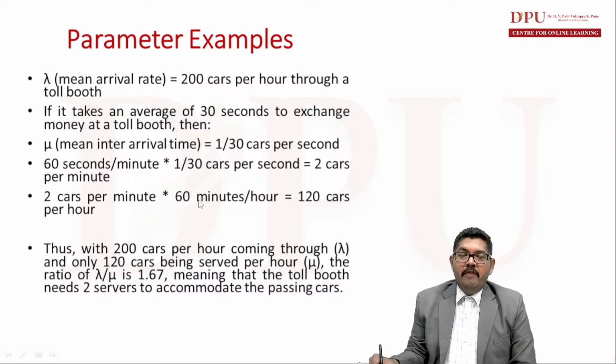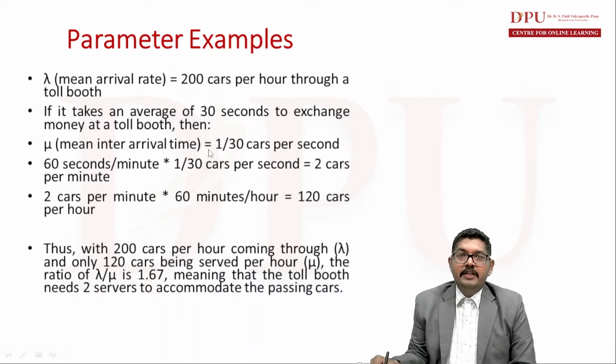Parameters example. So we have an example here. Lambda is equal to the mean arrival rate, that is 200 cars per hour through a toll booth. There are cars that approach a toll booth, and they have to pay the road toll, let's say. So the arrival rate is 200 cars per hour. Now we have data: it takes an average of 30 seconds to exchange money at the toll booth, so it takes 30 seconds for a server to serve a customer or a car at the toll booth.